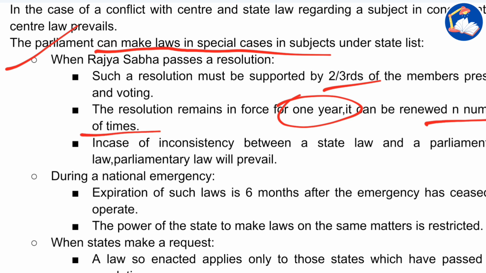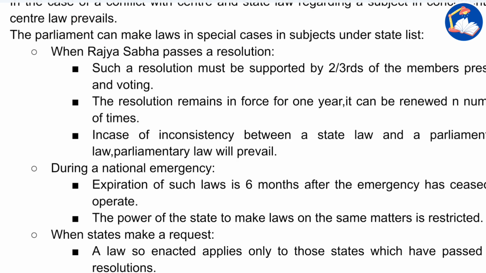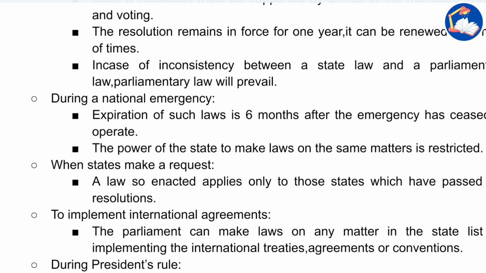In case of inconsistency between a state law and a parliamentary law, the parliamentary law will prevail. Second case is during a national emergency. Expiration of such laws is 6 months after the emergency has ceased to operate.